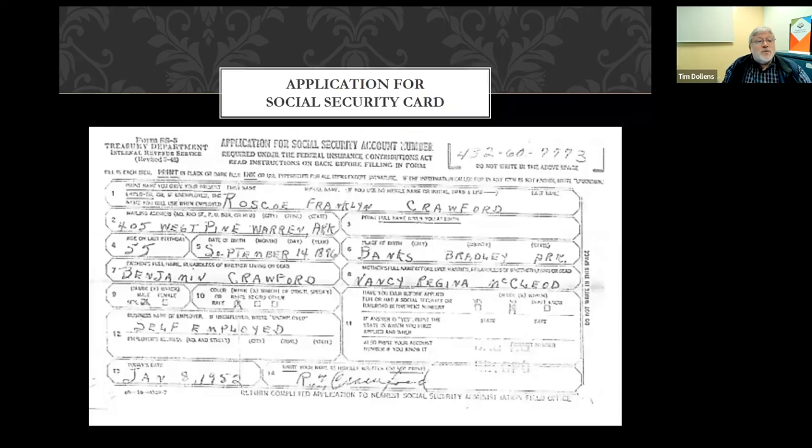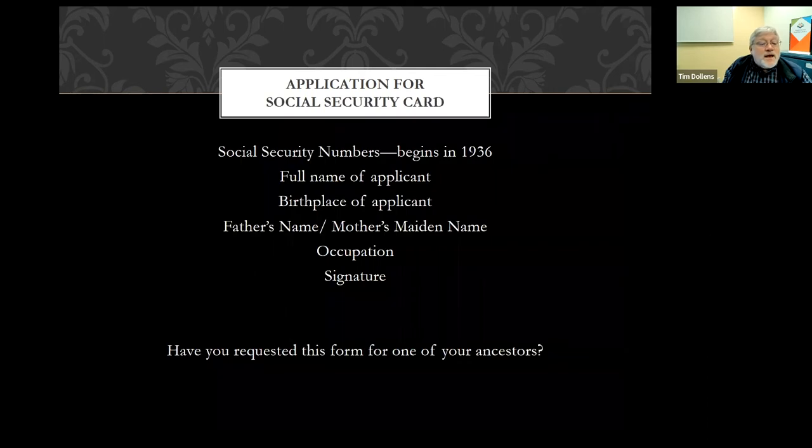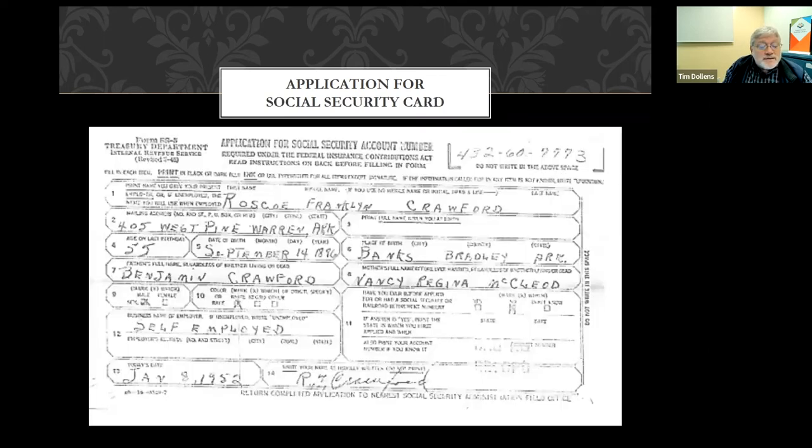This is just a larger version of the one. Again, very important record for you to look for. And again, I just talked about all the things that you're, the signature is a pretty cool part that you just saw. I'll go back to the previous one. Mother's maiden name, signature, first employment, all kinds of cool things to this record.